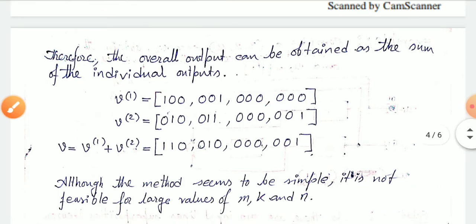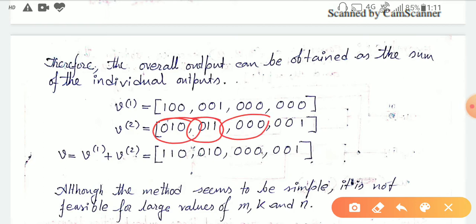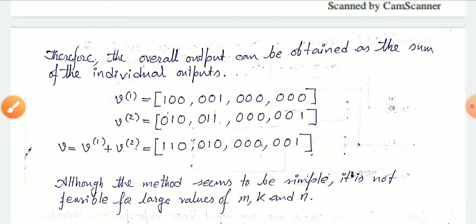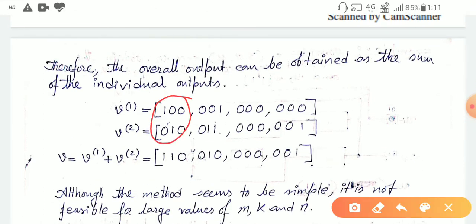In the same way for u2, the output vector will be defined as 010, 011, 000, 0001. If you do the mod 2 addition between these two, the result will be 110. For 001 and 011, the result will be 010.